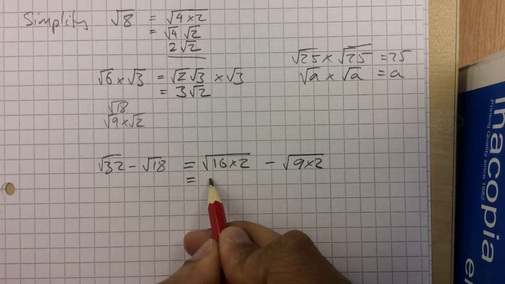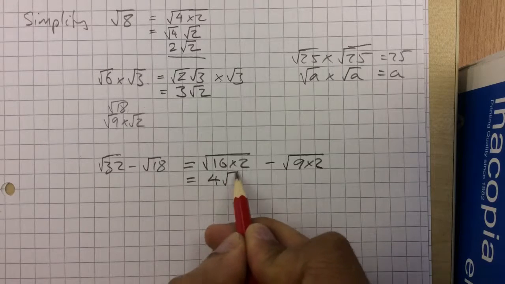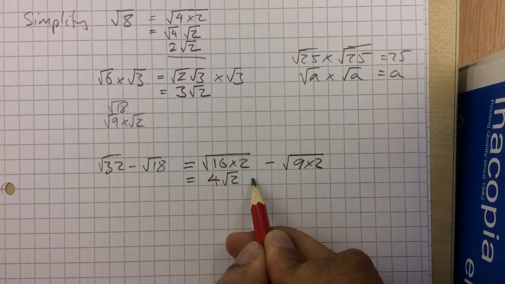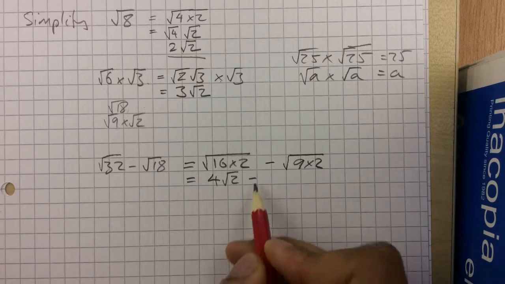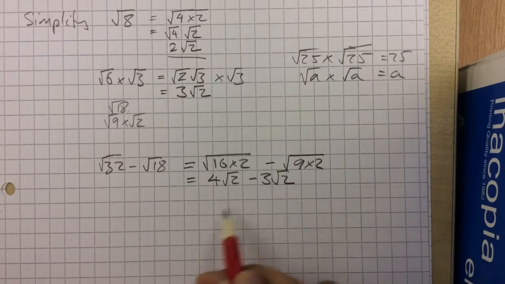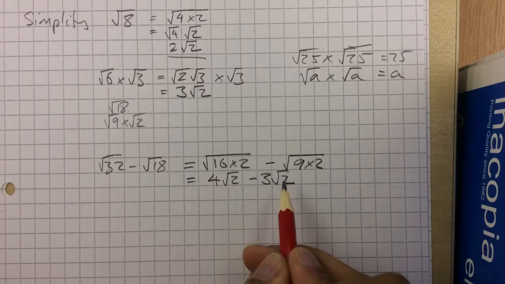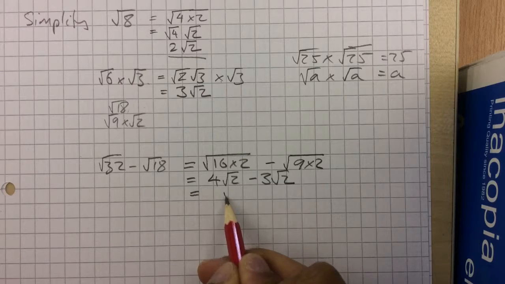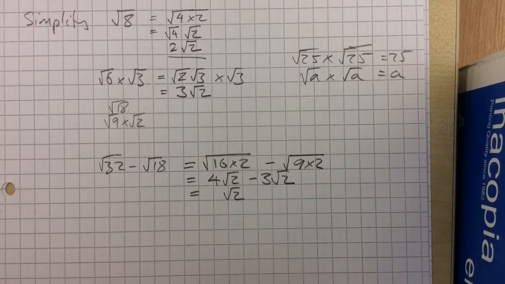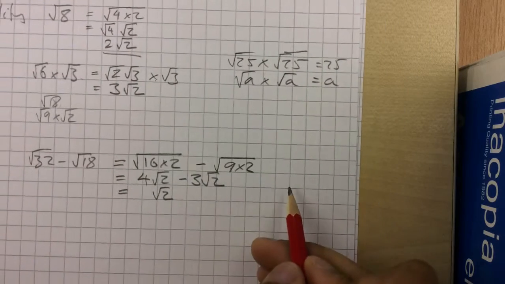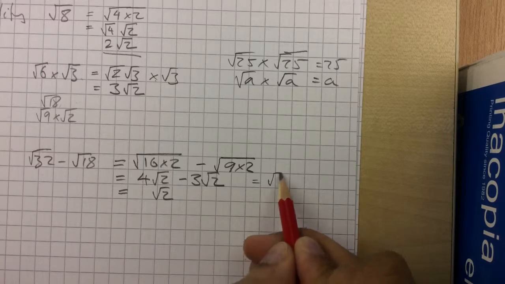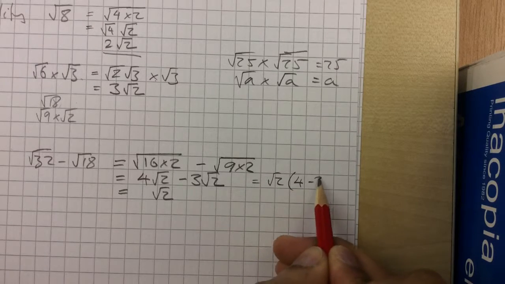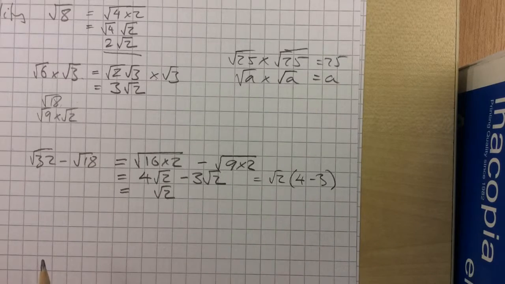So that's equal to root of 16 is 4 root 2, minus root of 9 is 3 root 2. 4 root 2 minus 3 root 2, 4 minus 3 is 1, so we've got root 2 left. You've effectively factorized that because you combine them. If we write it like that, we can say equals root 2 times 4 minus 3. We didn't have to write that though.